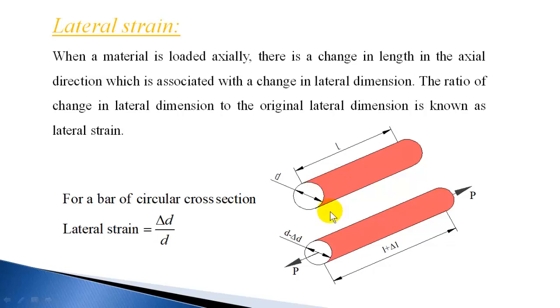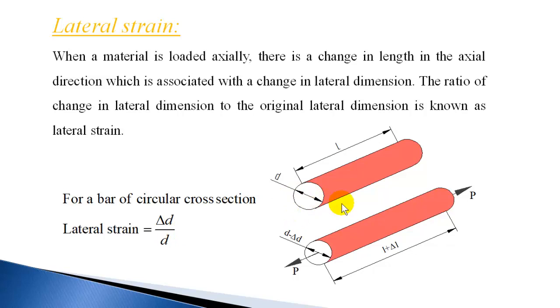So the change in the lateral dimension divided by the original lateral dimension is known as lateral strain. Here the lateral dimension is the diameter. So change in diameter divided by initial diameter will give the lateral strain.